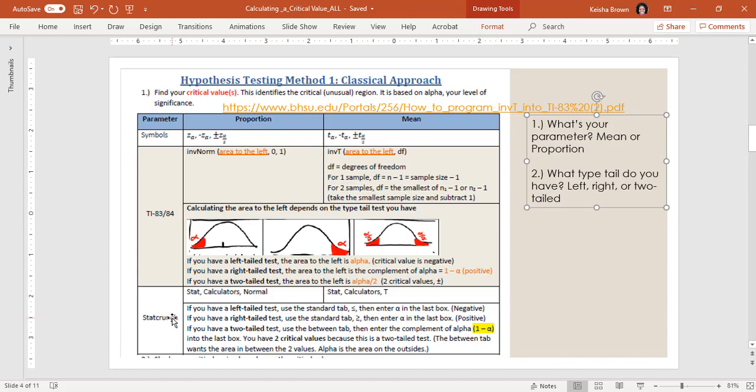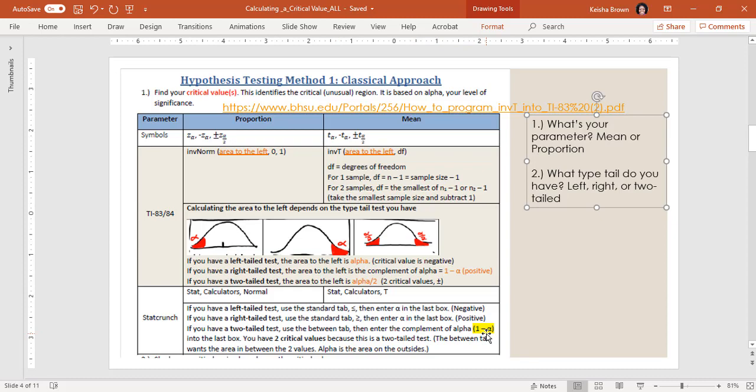If you're a StatCrunch person, then if it's a left-tailed or a right-tailed problem, you're staying on that standard tab. You're just changing the inequality sign that's associated. You're putting alpha into the probability box, the box at the very end. If you have a two-tailed test, that's when you're switching to the between tab. And then you're entering the complement of alpha into that very last box.